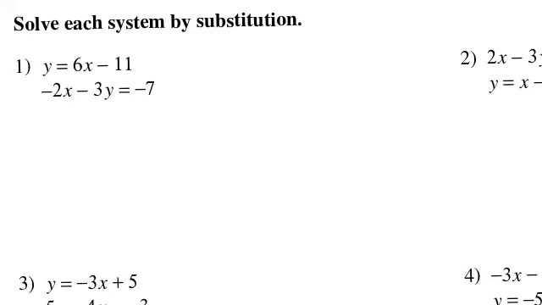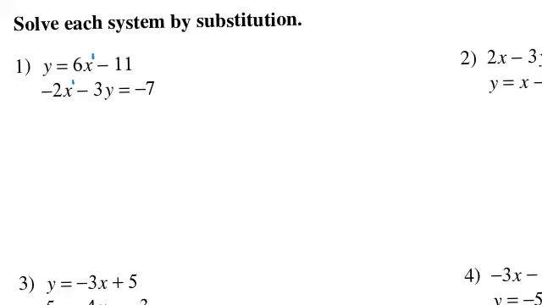So let's review solving by substitution. We have two linear equations. How do we know they're linear equations? Because they have an exponent of 1. You don't see the 1, but we know they have an exponent of 1. It's implied. So we need to figure out where they are equal on the coordinate plane.